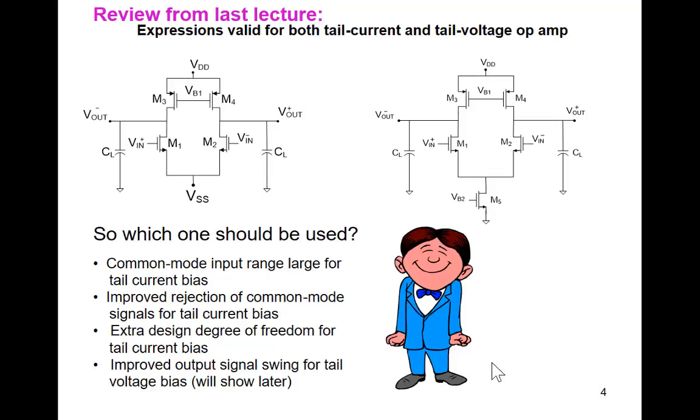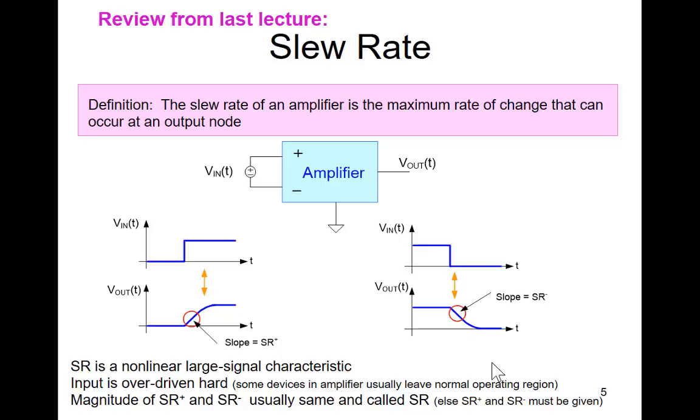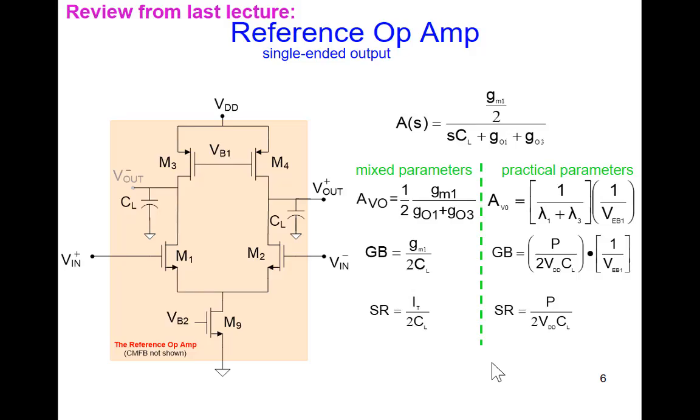We talked about tail current and tail voltage bias. We hopefully looked at the benefits and the limitations of both. There are trade-offs between which you use. The small signal gain expressions, differential gain expressions were the same. The common mode gain expressions were different between these structures we observed. Then we defined slew rate. And that's the maximum rate of change at the output. And we made the statement that for most op amps, the positive going slew rate and the negative going slew rate are the same. So we just denote that as the slew rate.